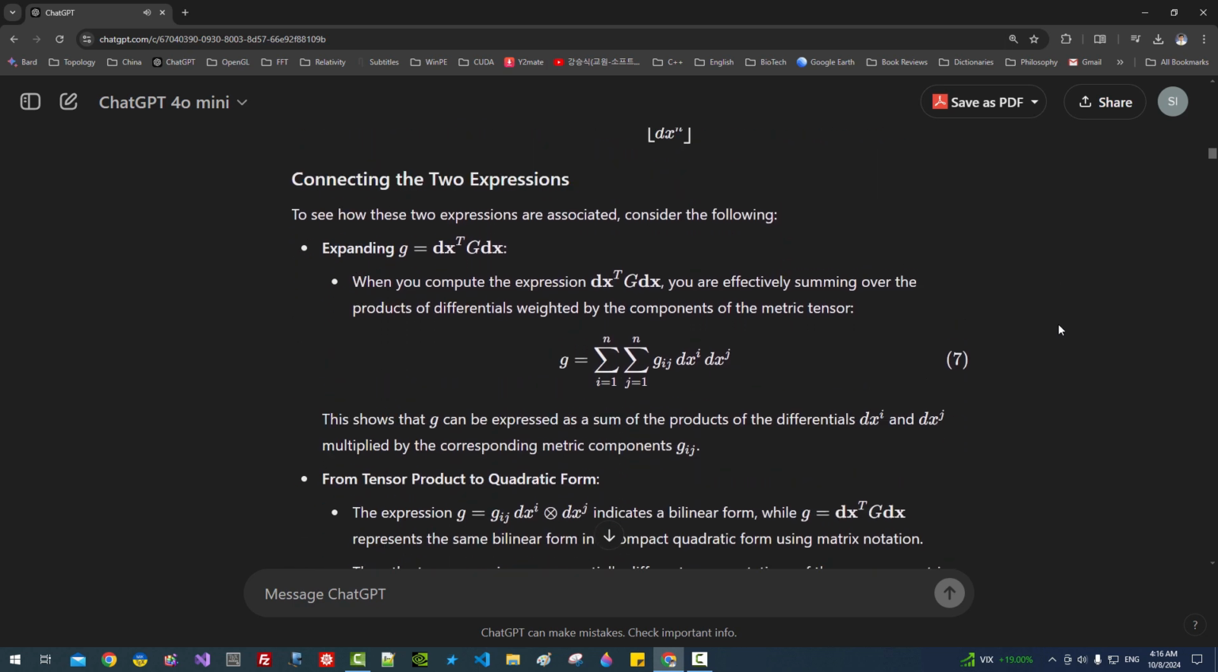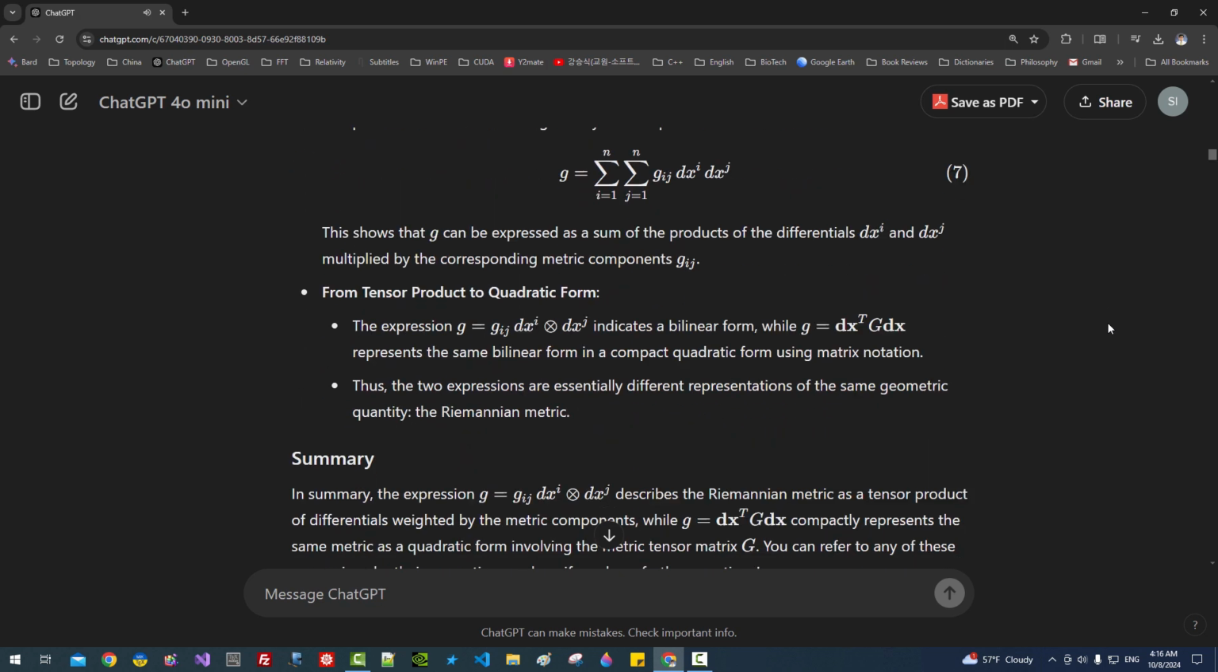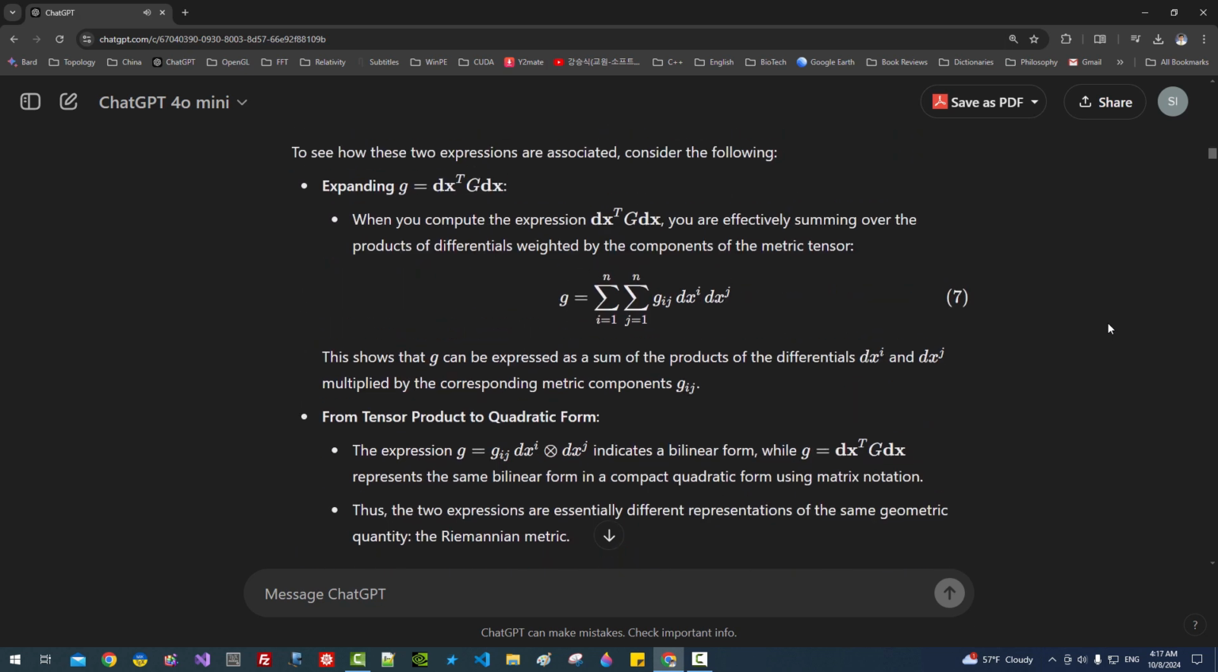Connecting the two expressions. To see how these two expressions are associated, consider the following. Expanding g equals bold dx^T g bold dx, when you compute this expression, you are effectively summing over the products of differentials weighted by the components of the metric tensor. g equals sum i equals 1 to n, sum j equals 1 to n of g_ij dx^i dx^j, expression 7. This shows that g can be expressed as a sum of the products of the differentials dx^i and dx^j multiplied by the corresponding metric components, g_ij.